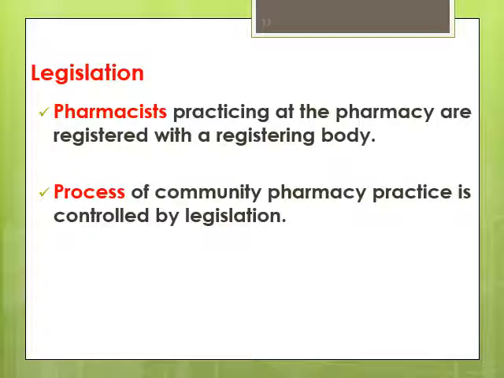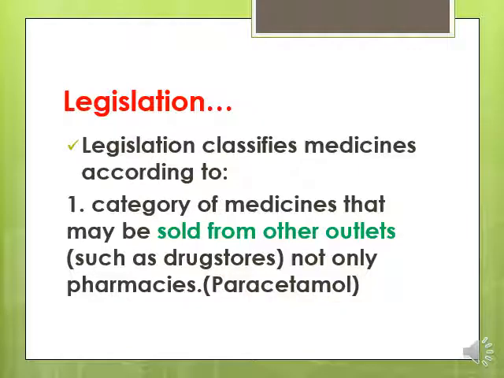Legislations regarding community pharmacy and community pharmacist. The pharmacists practicing as the pharmacy are registered within a registering body. Here in Sudan, it is the Sudan Medical Council. The process of community pharmacy practice is controlled by legislations, which are all the directives issued by the Ministry of Health, in addition to the Pharmacy and Poisons Act. Legislations classified medicines according to category. The first category is medicines that may be sold from other outlets such as drugstores, not only pharmacies. An example of them is paracetamol.